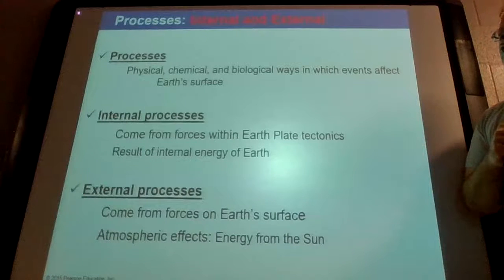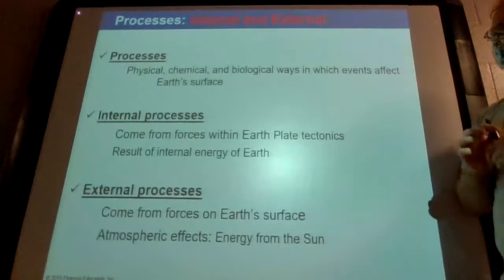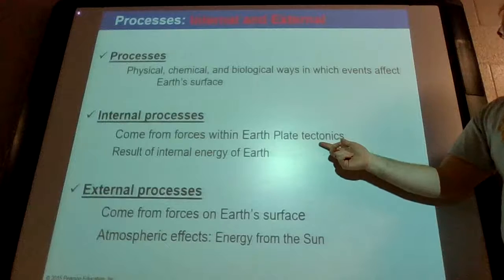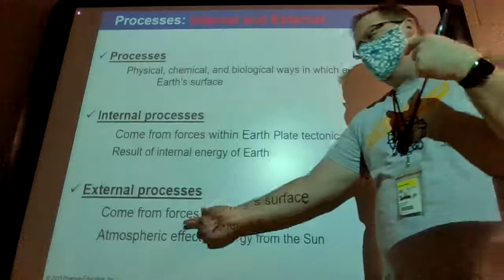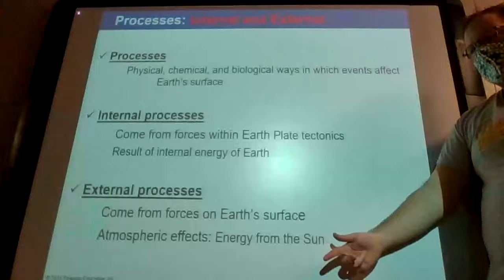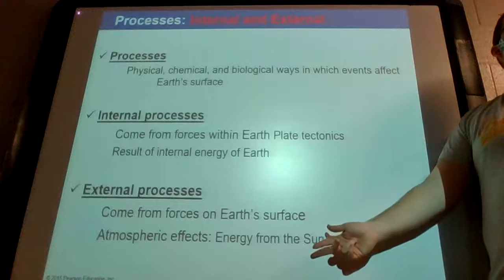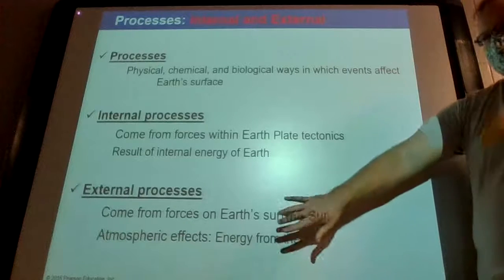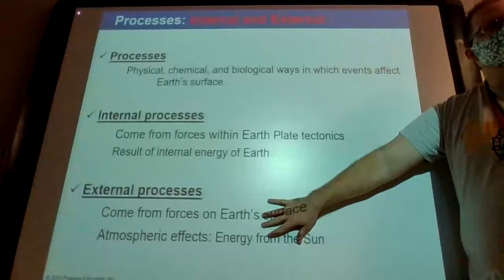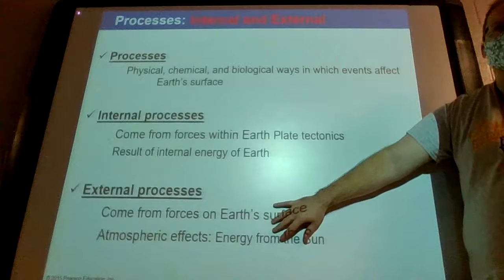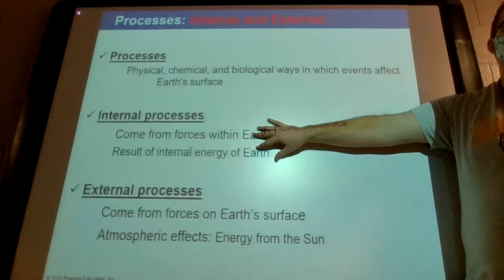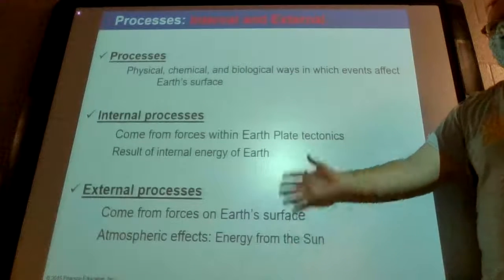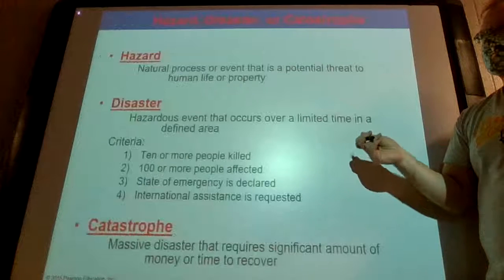Let's see. Processes, internal processes and external processes. Internal processes come from forces within the earth, generally going to be plate tectonics. External processes come from forces on the earth's surface, usually generated by the sun. So pretty much all weather is because of the sun's energy. And so you have weather or weather related hazards in this category, and then earthquakes and volcanoes, and that's probably about it for this one. So they're kind of grouping them into internal and external processes.